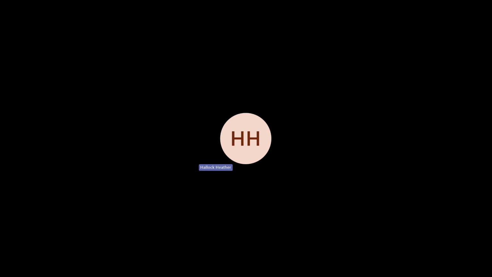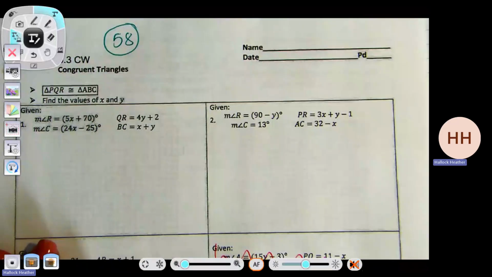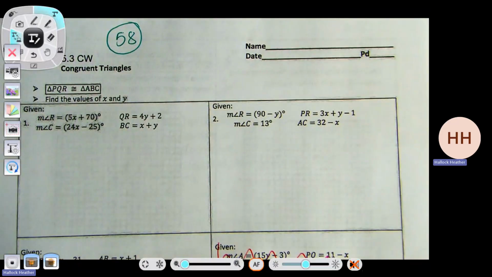All of these on the front. So we're going to do 2 problems together. Number 4, you can skip. You don't have to do number 4. All of them on the front all have to do with the same congruency statement.